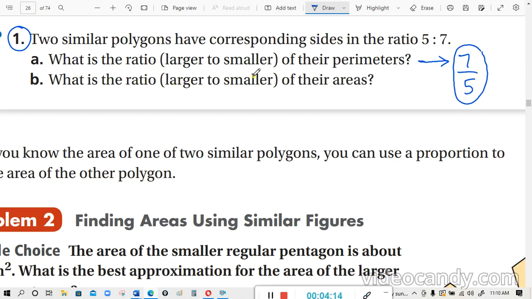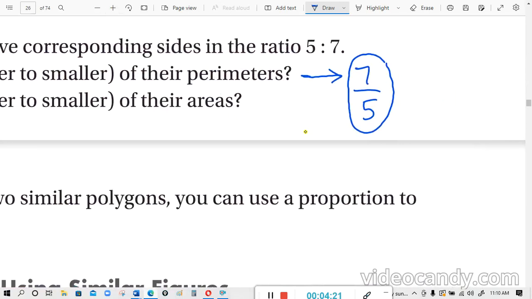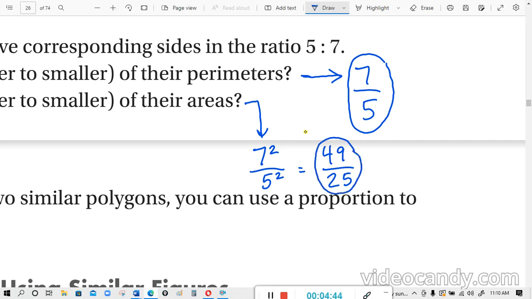Part B, what is the ratio of the areas, larger to smaller? It's going to be the same thing, except you have to square the numerator and denominator. So it's just going to be 7 squared over 5 squared. 7 times 7 is 49. 5 times 5 is 25. So that's it.